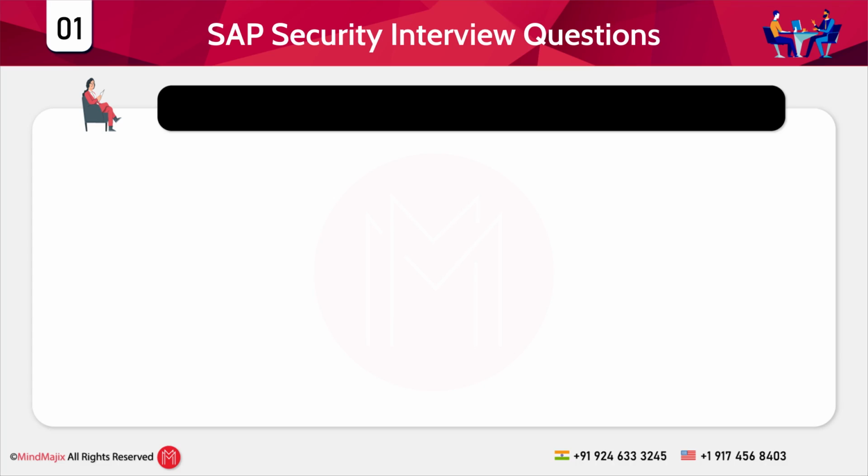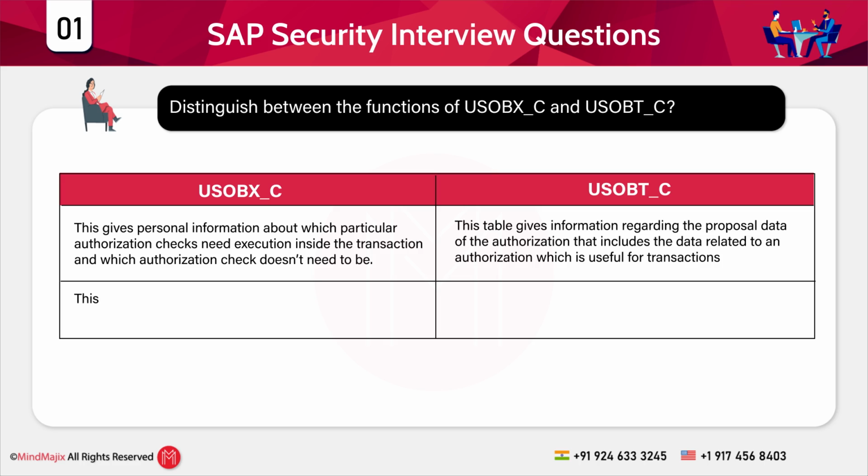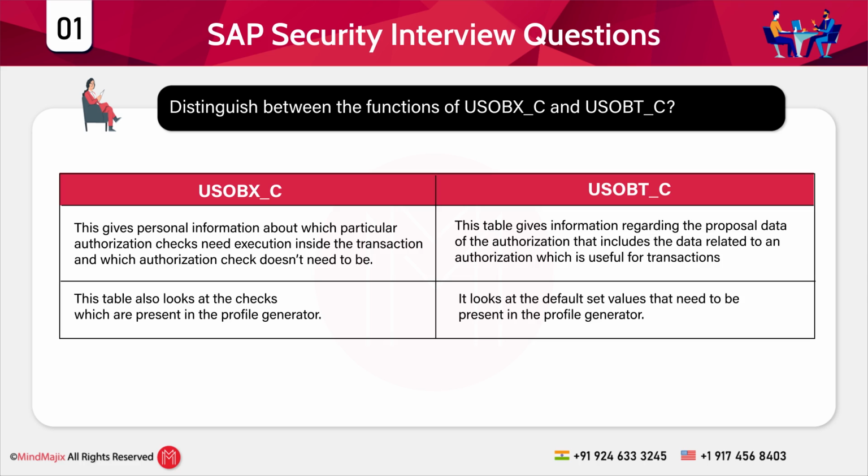So the first question over here is distinguish between the functions of USOBXC and USOBTC. So guys, in this particular question, we have divided the answer into two columns. The first one is for USOBXC and the second column is for USOBTC. So if you talk about USOBXC, this gives you the personal information about which particular authorization checks need execution inside the transaction and which authorization check doesn't need to be.